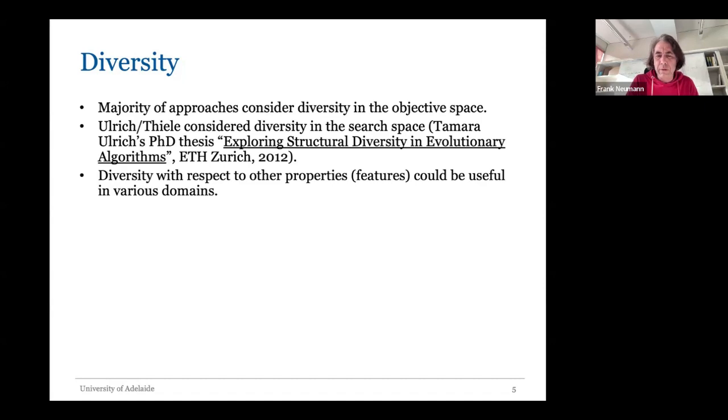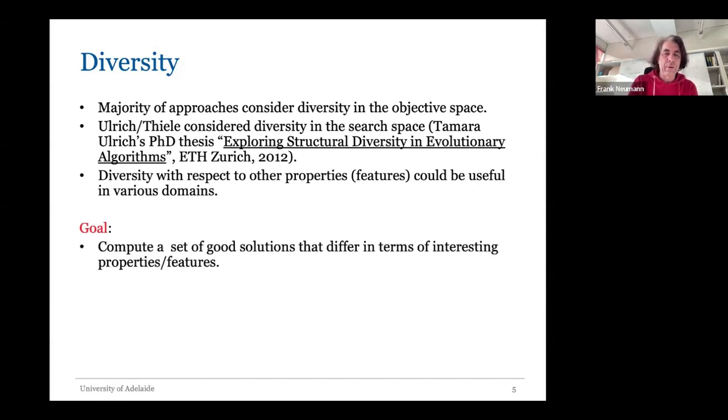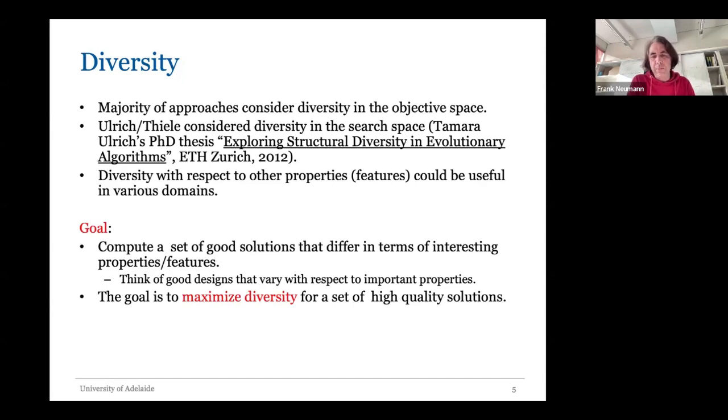Diversity with respect to other properties or features could be useful in various domains, and there has been a lot of work over at least the last 10 years in these different areas. So the goal here, when we compute diverse sets of solutions, is to compute a set of solutions that are all good, but differ in terms of interesting properties or features. Think of good designs that vary with respect to important properties. The goal is then to maximize diversity for a set of high-quality solutions. So the aim is really to maximize diversity and not just use it as a vehicle to get a single good solution.